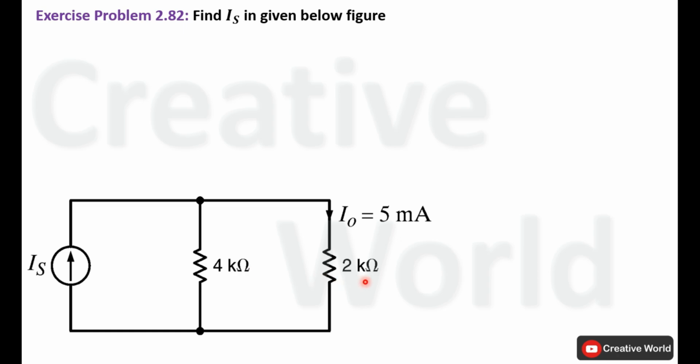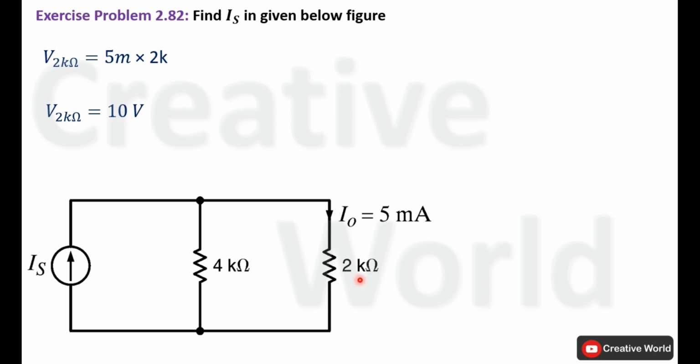So start from here. First of all, we will calculate the voltage across this 2 kilo ohm resistance. The equation of voltage for this 2 kilo ohm resistance will be the product of the current through it and the value of resistance. 5 milliampere multiplied by 2 kilo ohm. Take the product of 5 milliampere and 2 kilo ohm. It will result in 10 volt. Milli will cancel out with K. Now 10 volt is appearing across this 2 kilo ohm resistance.